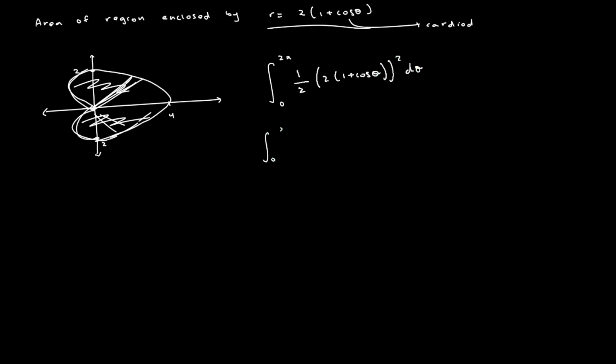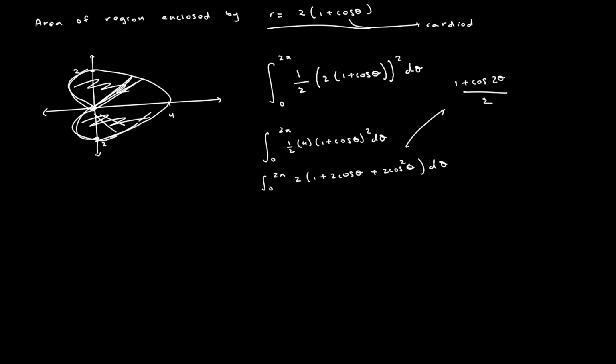Simplifying that, we get 0 to 2 pi of 1/2 times 4 times 1 plus cosine theta squared d theta, which I can rewrite as 2 times 1 plus 2 cosine theta plus cosine squared theta d theta. And then using the cosine identities, cosine squared theta can be written as 1 plus cosine 2 theta divided by 2.